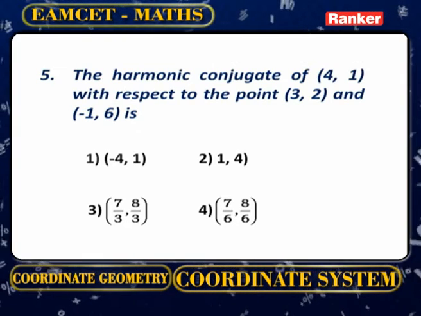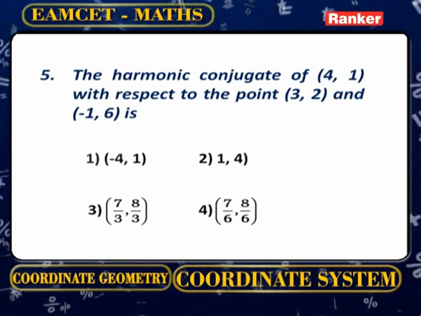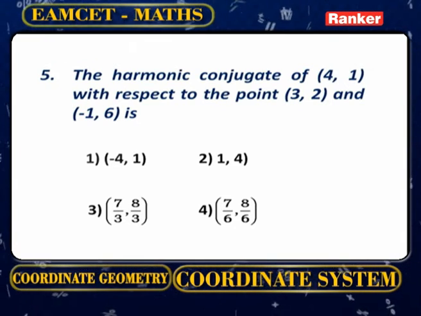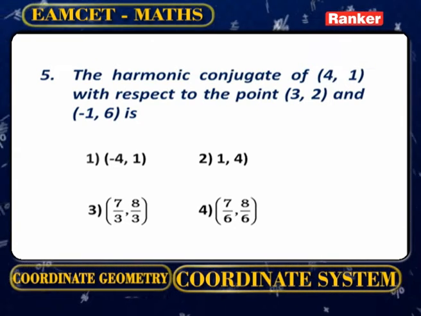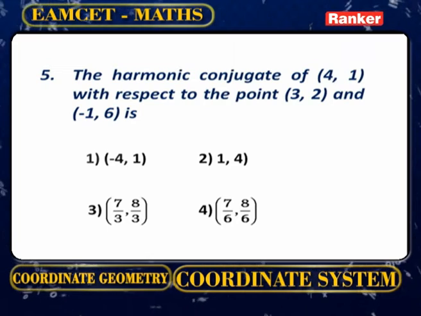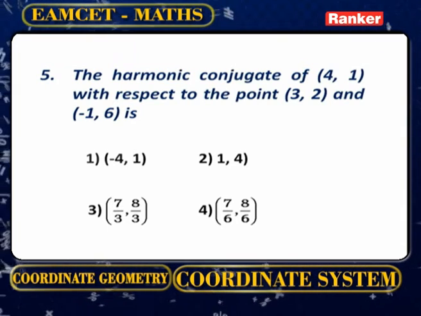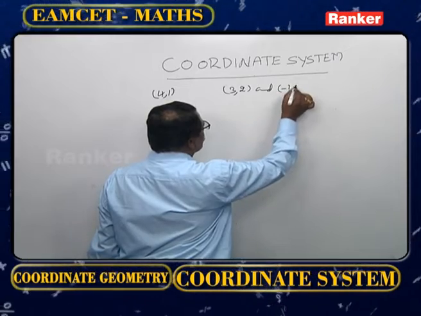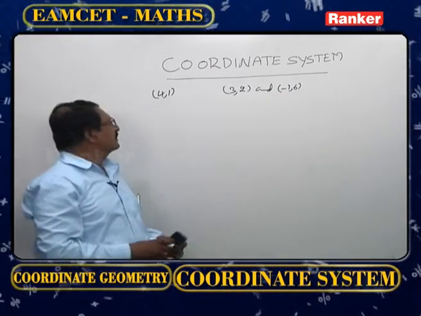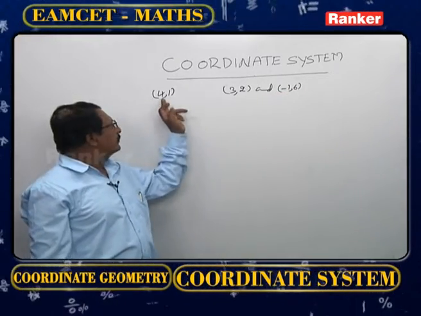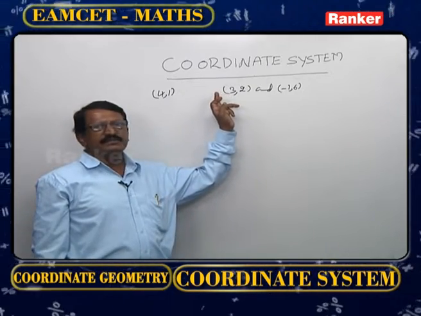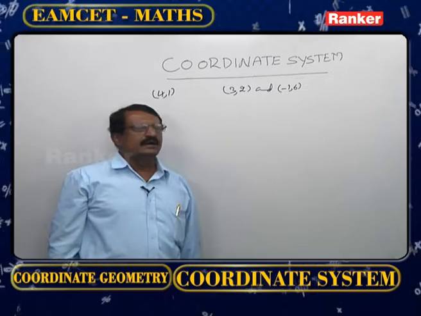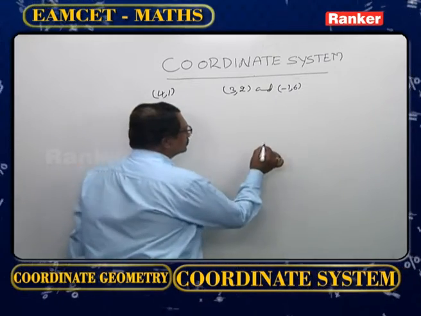The harmonic conjugate of (4, 1) with respect to the points (3, 2) and (-1, 6). Required: the harmonic conjugate of (4, 1) with respect to the line segment joining the points (3, 2) and (-1, 6). Harmonic conjugate.